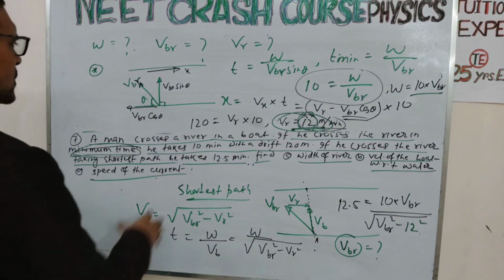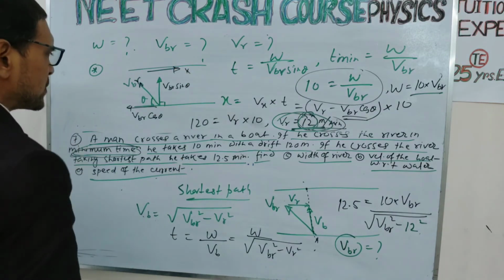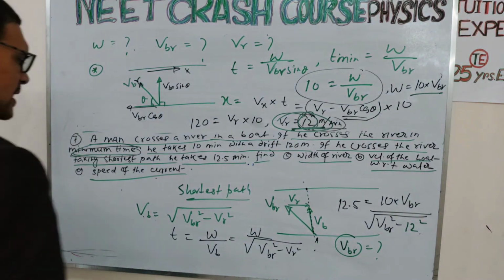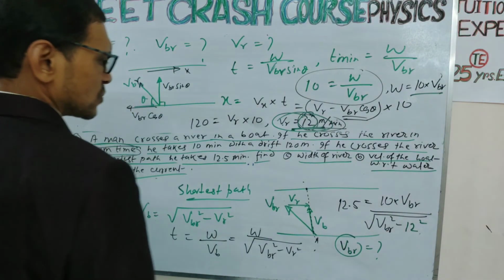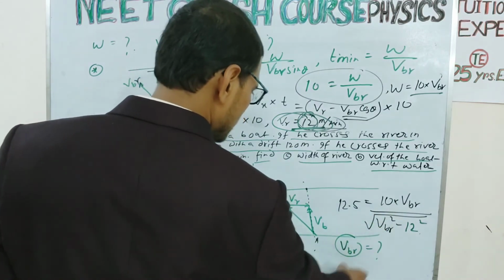So here we have to first write at minimum time, and then another condition is shortest path. Two conditions we have to apply. So from this we get VBR.